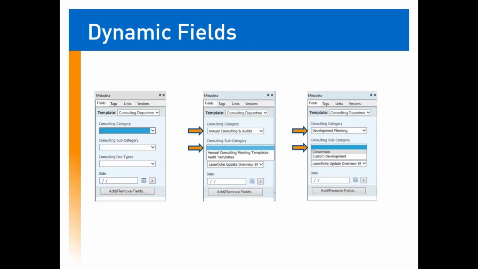So using data that's outside Laserfiche can help. Here's an example of those dynamic fields we set up. So you can see over there on the left-hand side, we've got the consulting category. Once that's chosen, you can see annual consulting and audits. We have a subcategory list down below, so that's a refined list for us. And over on the furthest on the right-hand side, we choose a different category for development planning. We have two different, we have conversion and custom development. So again, different choices for our users based upon the document type or department type. Any questions about that?